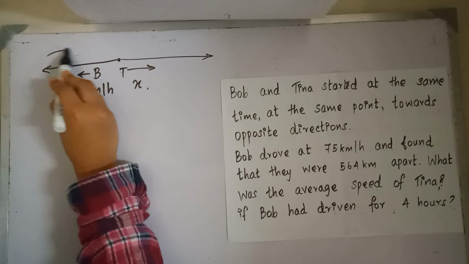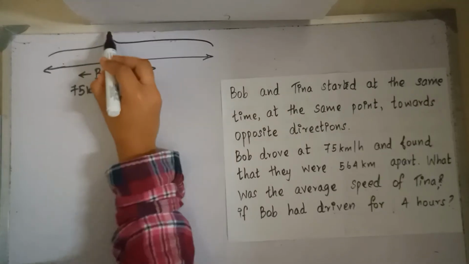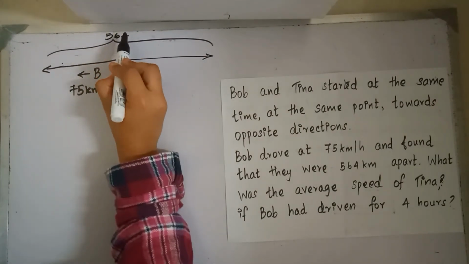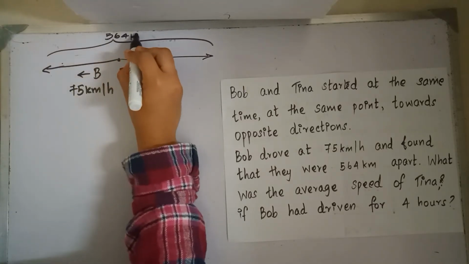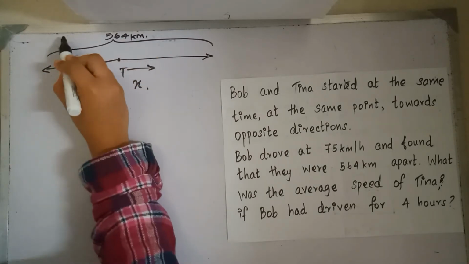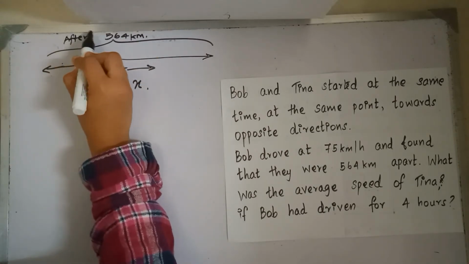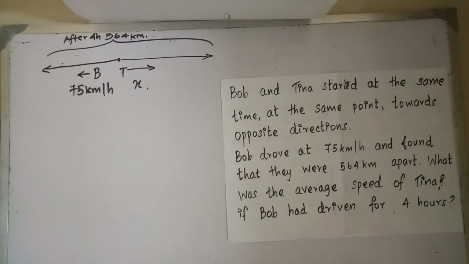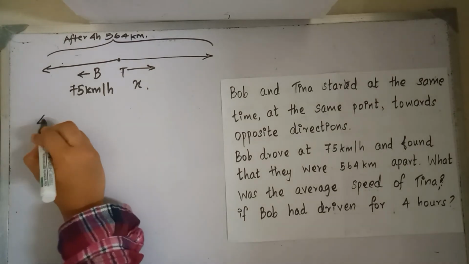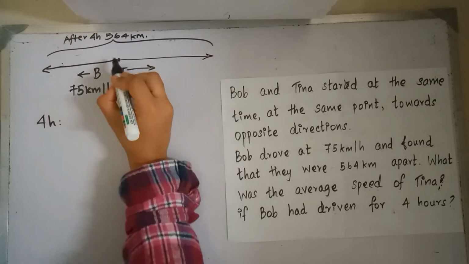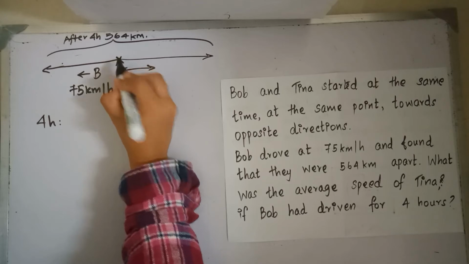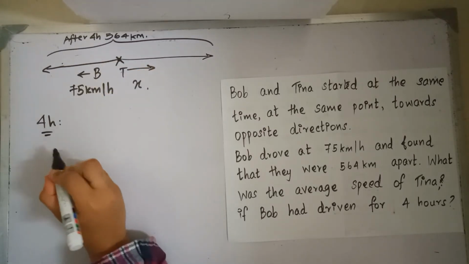Now after 4 hours, the total distance between them is 564 kilometers. This is after 4 hours. Okay, so how do we solve this problem? Now we know that the time that has passed is 4 hours. So let's find out the distance that Bob would have traveled away from the beginning point in 4 hours.